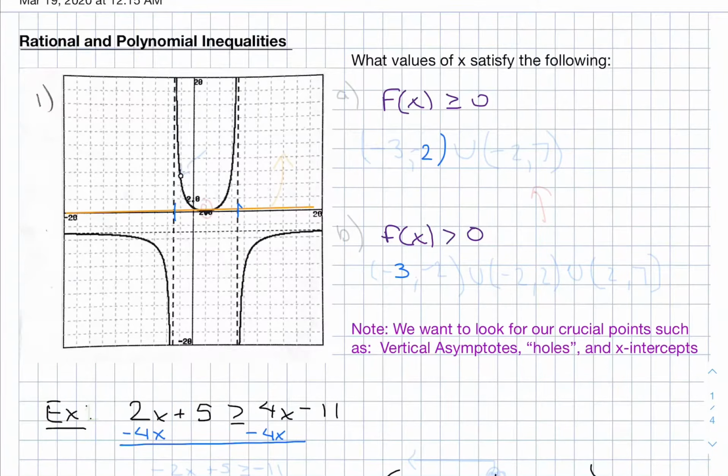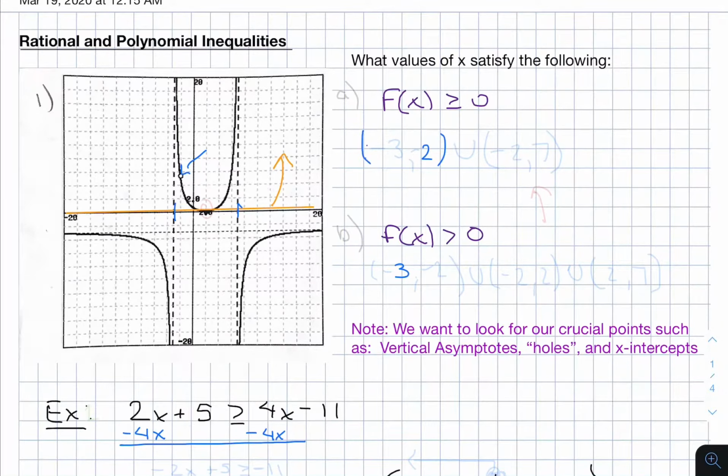Let's take a look at the previous graph. If we were asked to determine for what x values the function was greater than or equal to 0, we would essentially have to look for all the values that are above this line. So, the x values for which the function is greater than or equal to 0 are all the points from -3 to 7. But we do have a hole here, so we have to exclude that from our values.